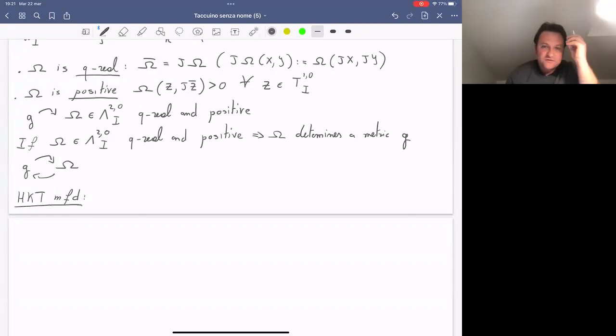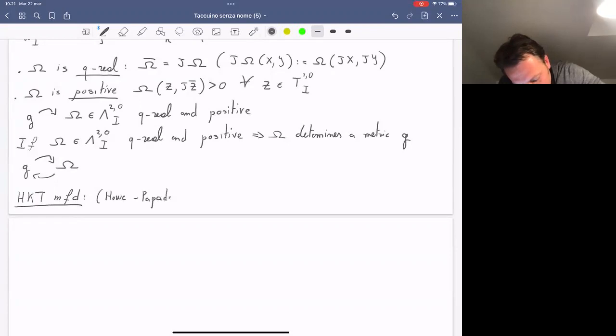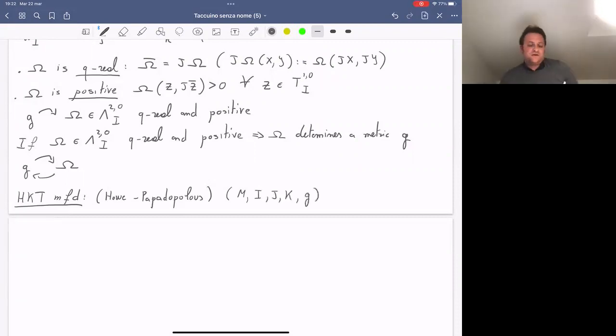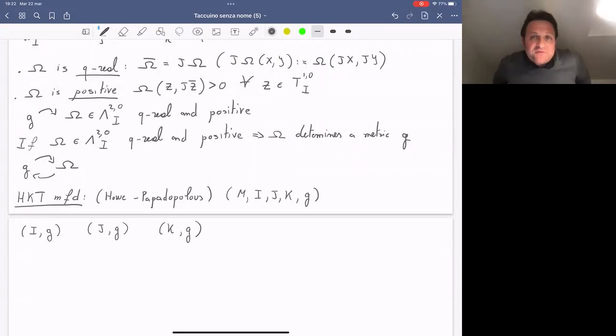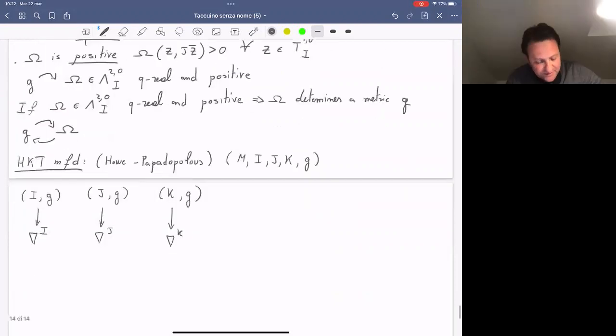And this is a definition which was introduced in physics by Howe and Papadopoulos. And then it became intrinsic also in mathematics and in geometry. And the definition is the following. So start with a hyperhermitian manifold. As before, I consider the three Hermitian structures. And each Hermitian structure induces a different Bismut connection. So these are Bismut connections.